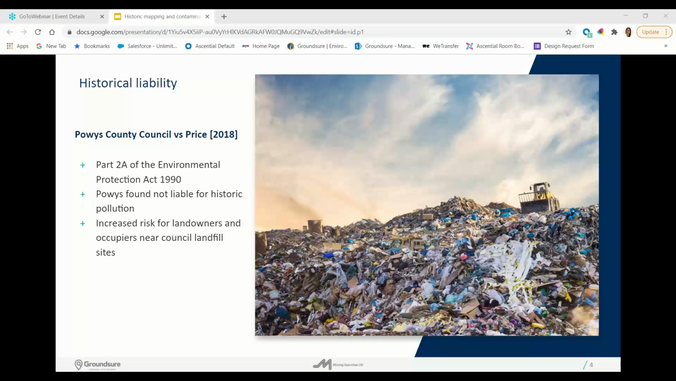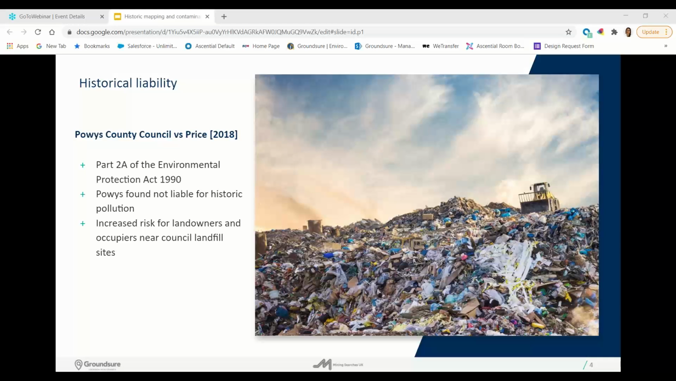Now, Powys County Council versus Price, back in 2018. In this particular case, the Court of Appeal held on the 27th of July that Powys County Council was not liable for pollution created by its statutory predecessor, the council landfill operator. This judgment is quite important because it increases the liability risk for landowners and occupiers near operational and historic council landfill sites.